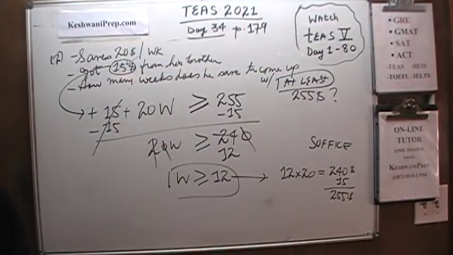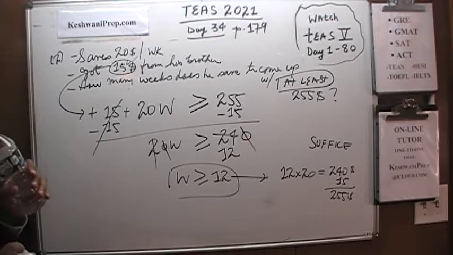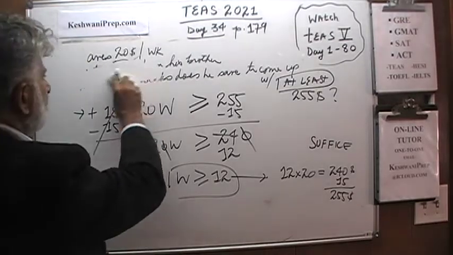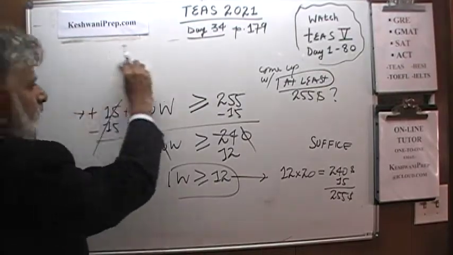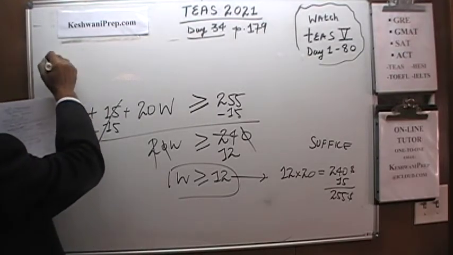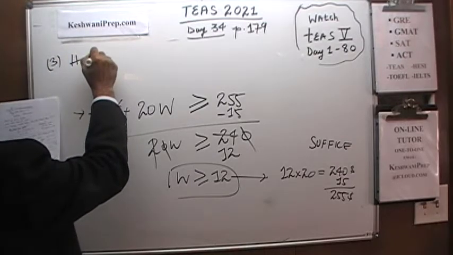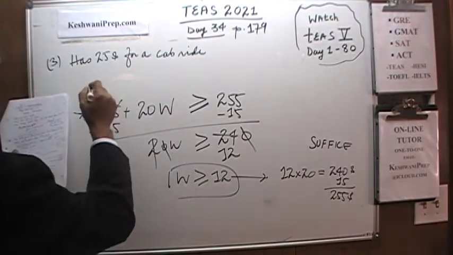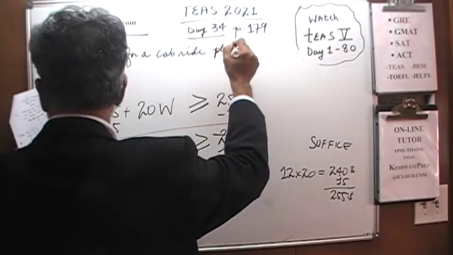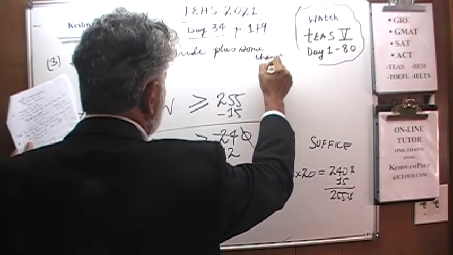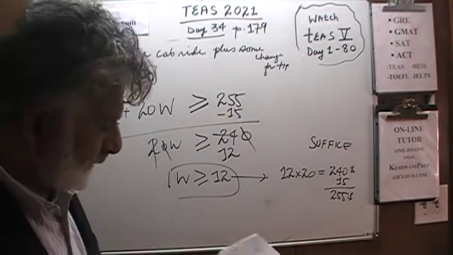Number 3 says that this person has $25 for a cab ride plus the tip, plus some change for tip. That's their way of saying don't worry about the tip.